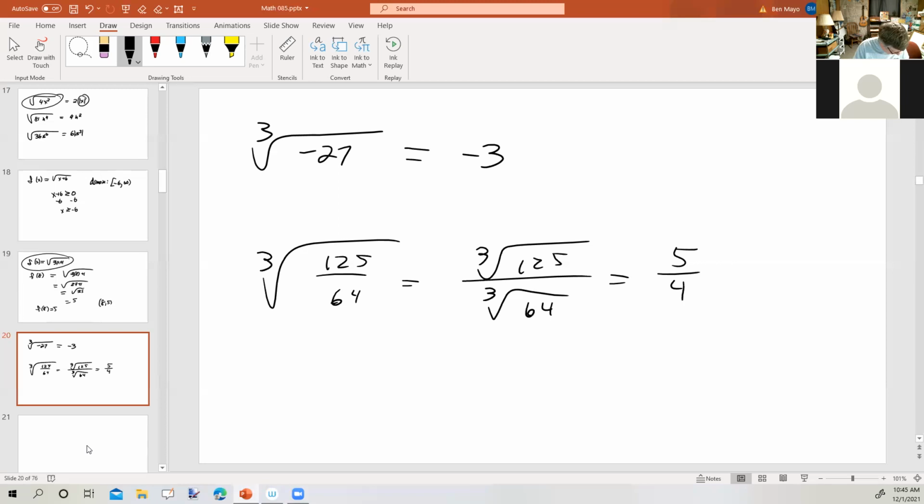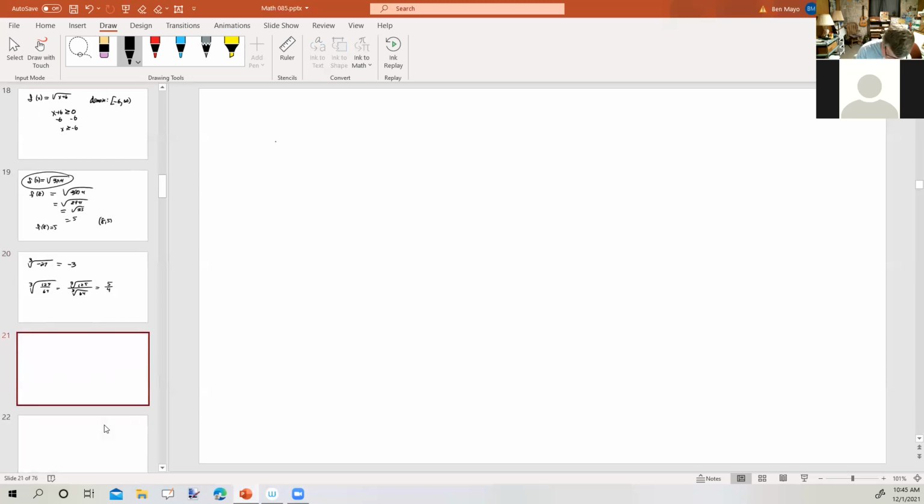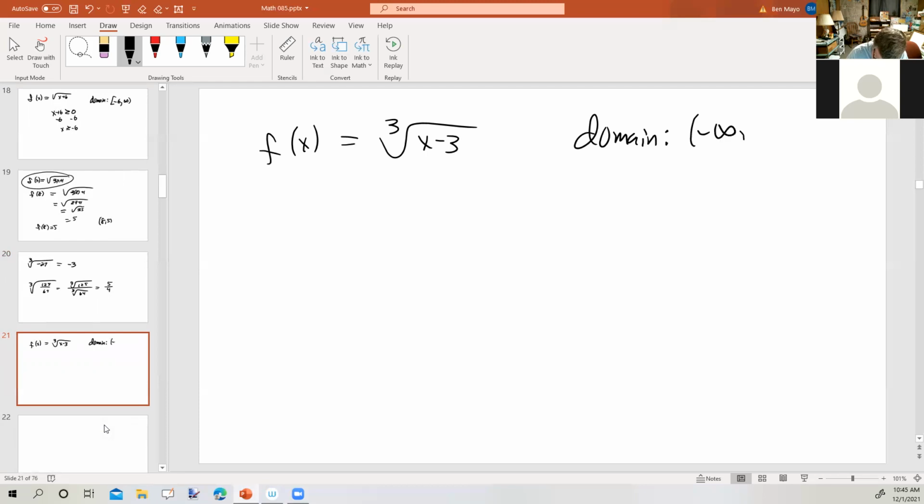Let's see here. How about this? F of x equals the cube root of x minus 3, and it asks for the domain. Okay. Since we're taking an odd root, the radicand, that's the quantity inside the radical, the x minus 3, can be positive or negative or 0. So the domain is going to be all real numbers. Okay. Going to move on.